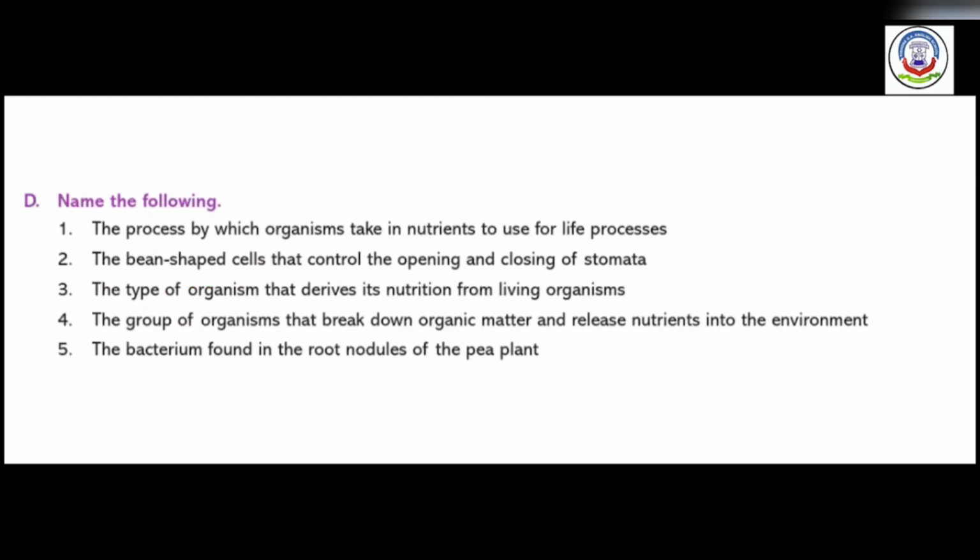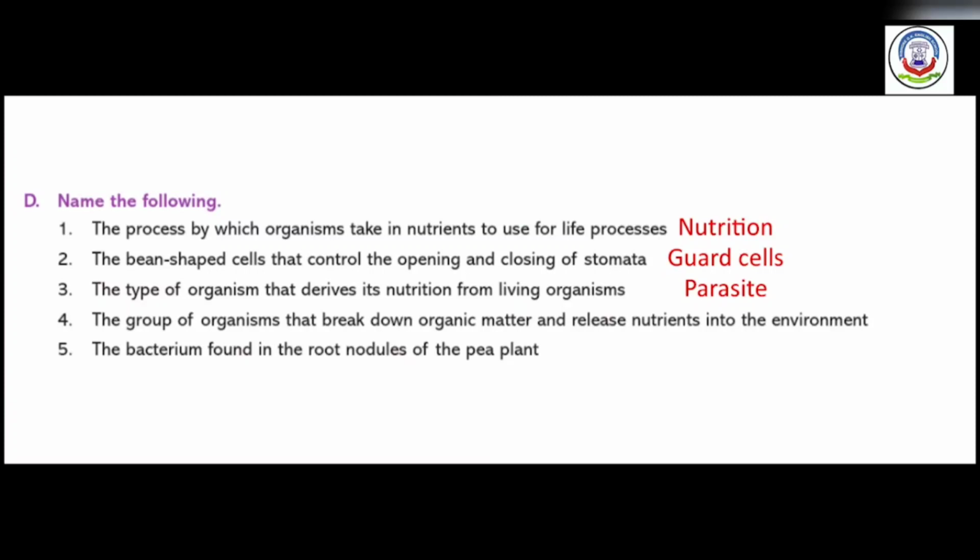Question number D. Name the following. Number 1. The process by which organisms take in nutrients to use for life processes. Answer is nutrition. Number 2. The bean-shaped cells that control the opening and closing of stomata. Answer is guard cells. Number 3. The type of organisms that derive their nutrition from living organisms. Answer is parasite.